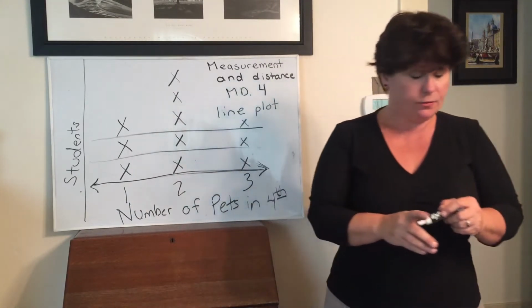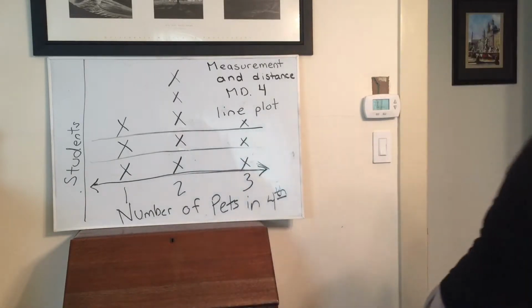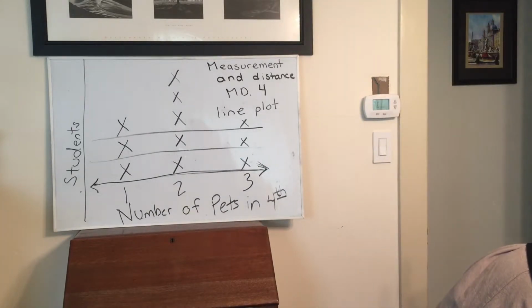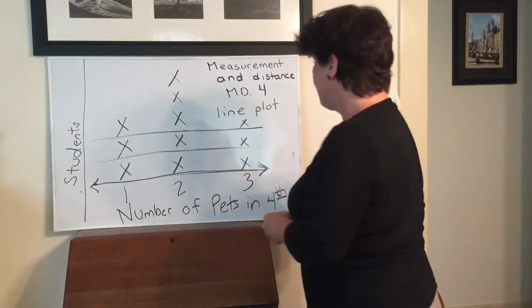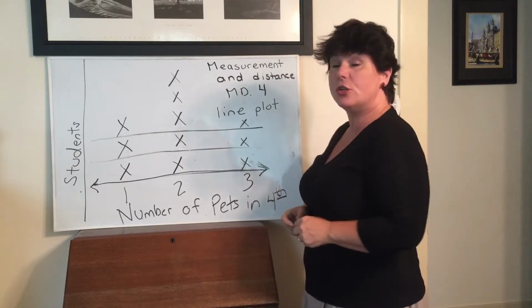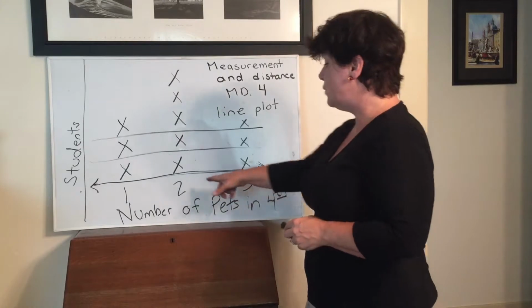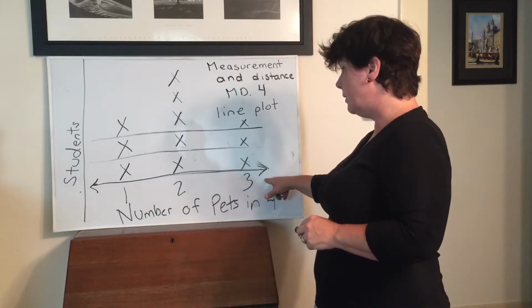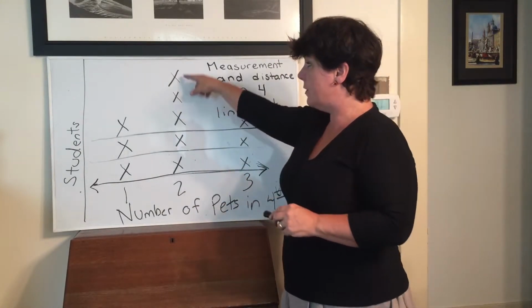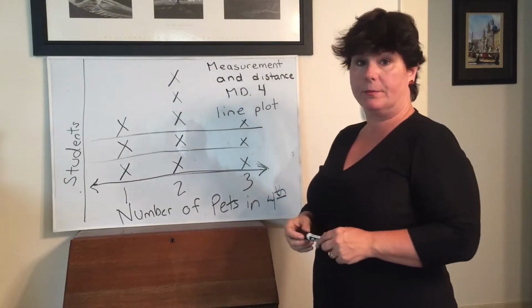And we're not done. Then you have to be able to solve word problems using it. So if the question said, how many have exactly 3 pets? You would say 3 students. They should also be able to say how many more students have 2 pets than 3. Well, they should know that there are 2 more students that have 2 pets than 3.